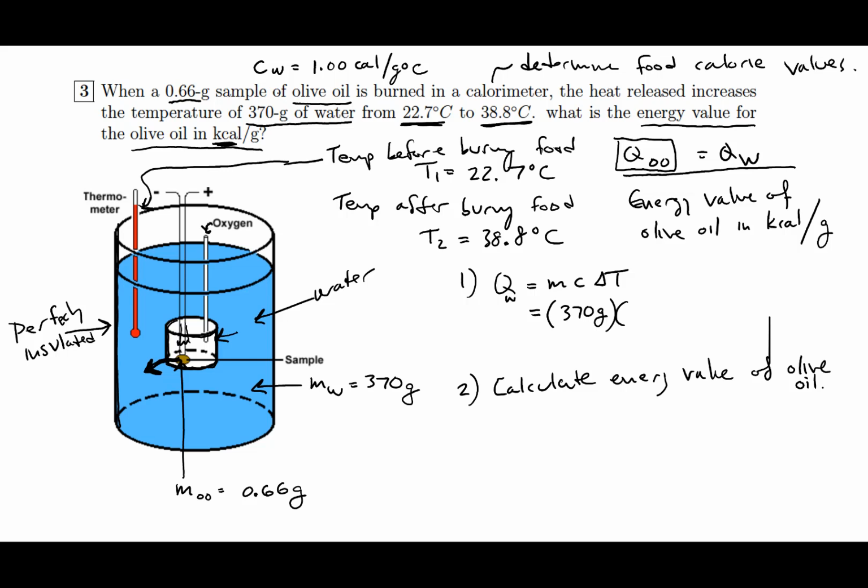And the reason why we're using water is because we're calculating the heat gained by the water. So 370 grams times 1.00 cal per gram degree C, and then we have the temperature change, so 38.8 degrees Celsius minus 22.7 degrees Celsius. Now let's look at our units. So the grams are going to cancel, the degrees Celsius is going to cancel, and we're left with calories, which is the unit that we want. So this works out to 5,957 calories.